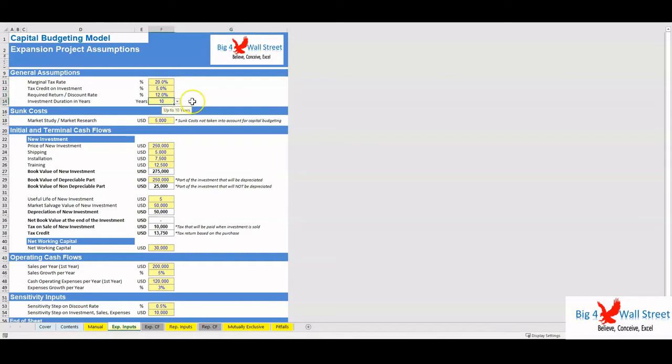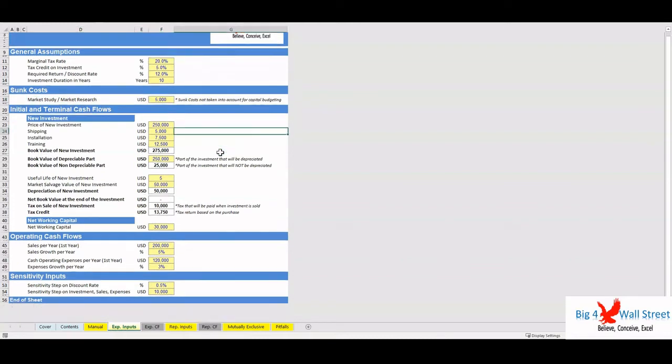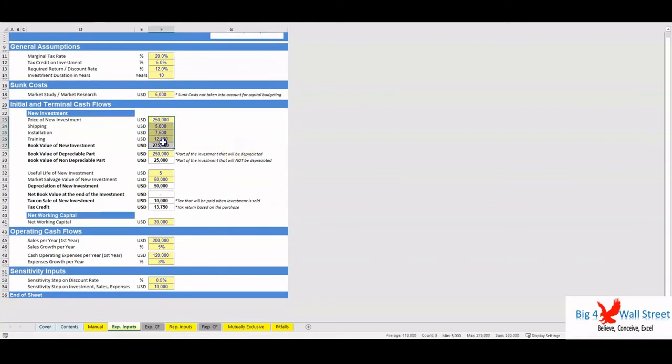Sunk costs are costs that have already been incurred and are not considered in the capital budgeting process. Afterwards, the user needs to set the price of the new investment, how much of the investment will be depreciable, its useful life and market salvage value, which is the amount that the investment can be sold at the end of its life, as well as the net working capital. The user will also need to input the first year's sales and their yearly growth, as well as the operating expenses and their growth. Finally, the user will also need to set the sensitivities steps.